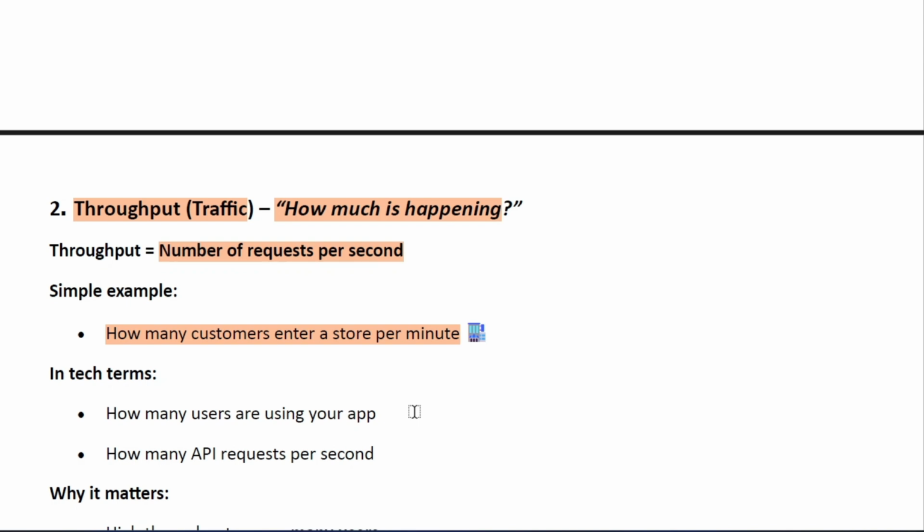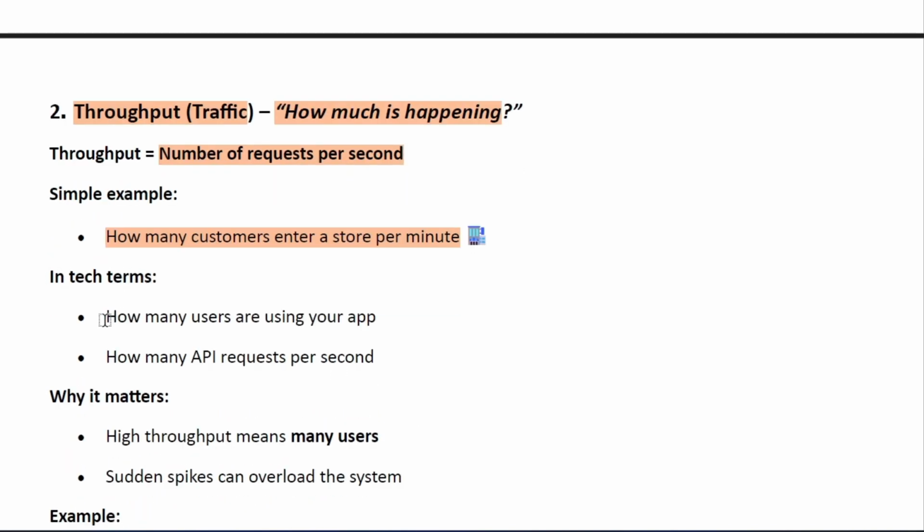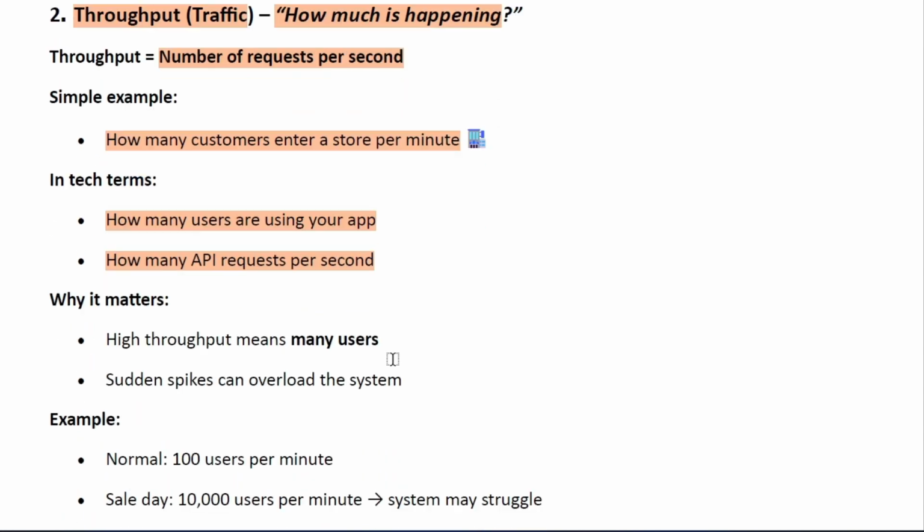That is called throughput. In tech terms, it's how many users are using your app, how many API requests per second, how many login requests are coming to your website in 1 second, how many users are using your app in 1 second. These are the things that matter.